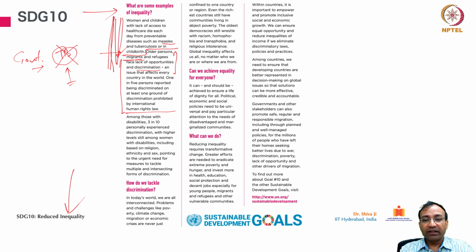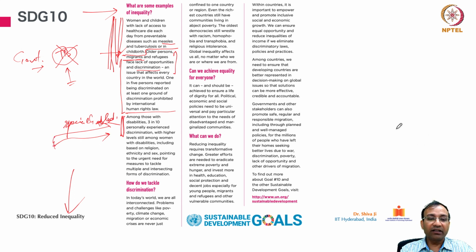Among those with disabilities, 3 in 10 personally experience discrimination. Yeah, to the group of people who belong to the specially abled group. Okay, so they are also one of the groups who face challenges in everyday life, because our infrastructure facilities and things are not in compliance with the universal design, with the design for accessibility, right? So this becomes a terrible situation.